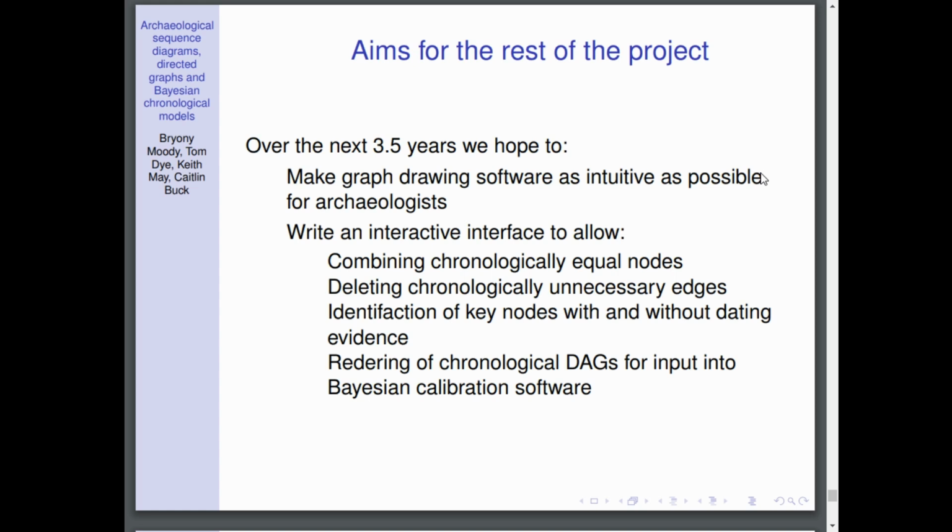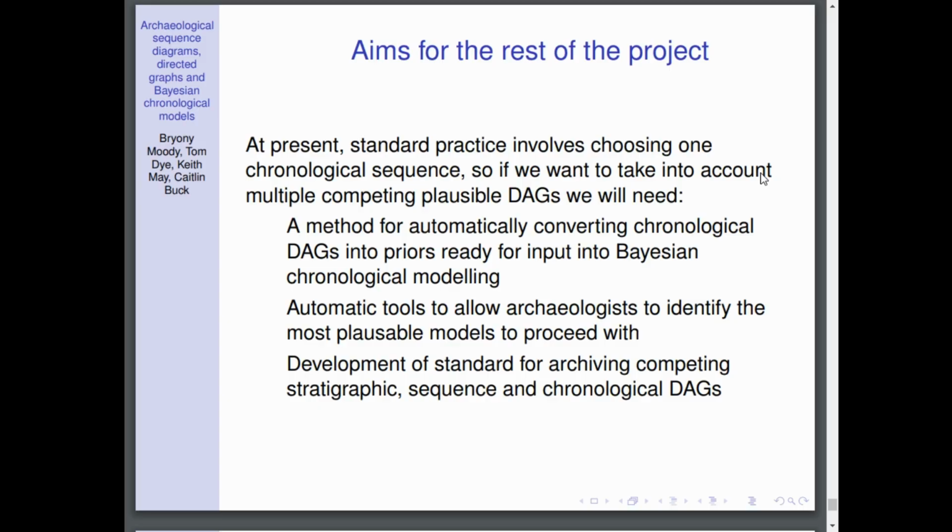And then we also want to allow them to be able to identify key nodes with date and evidence and those without, but that they want to estimate dates for. And then we'll also need software to render the chronological DAGs ready for input into existing Bayesian calibration software, such as BCal and OxCal. So at present, standard practice involves taking one chronological sequence and deciding that that's your main one. But as I mentioned before, there's possibility of considering multiple different sequence DAGs, chronological DAGs, and so on.